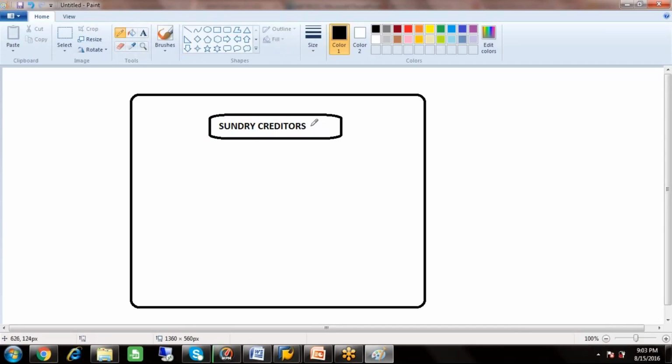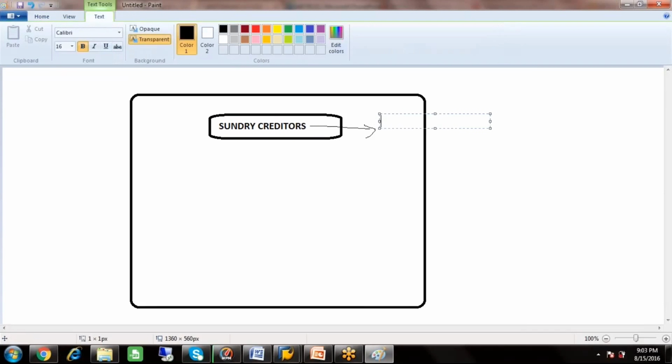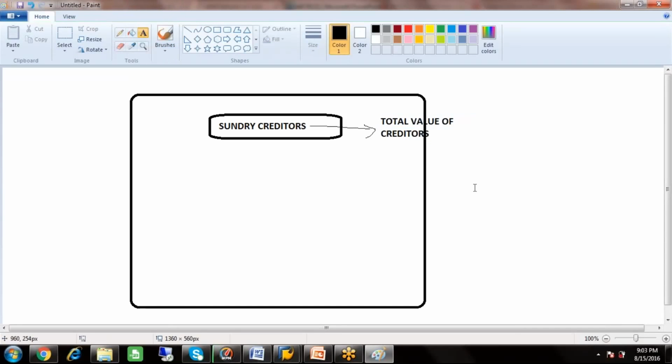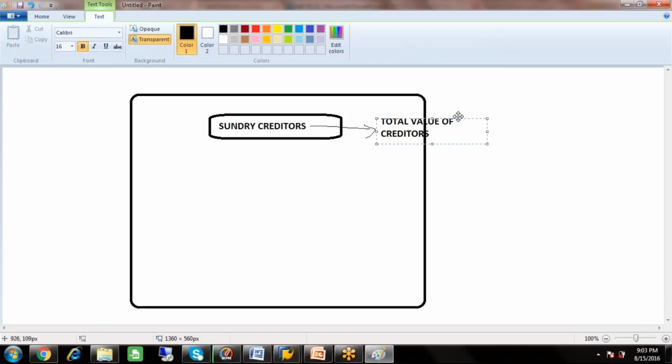This is something which will give me the total value of creditors. Now, what do I mean by total value? Let us say my company is buying the material from 10 different vendors. Together to all of them, how much is the amount which I'm supposed to pay? I'll be getting it from my sundry creditors.